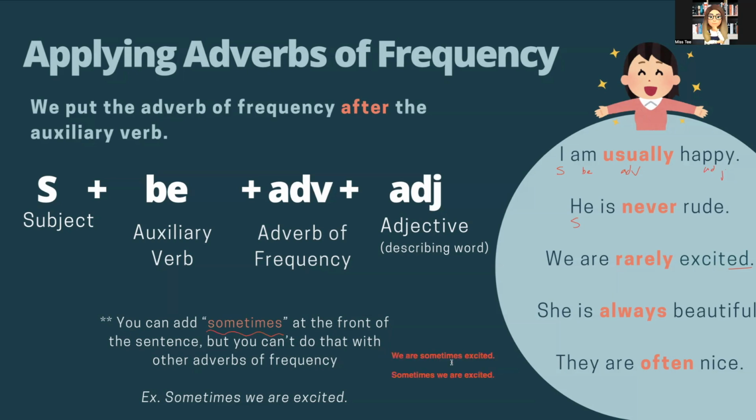I don't know the reason, but it is because English just cannot have straightforward rules, which is why it's so difficult. But we can't do that with other ones. So I can say he is never rude, however, I can't say never he is rude. I cannot say that. That is incorrect. That's not part of our rule of sometimes, so we can't say that. No.